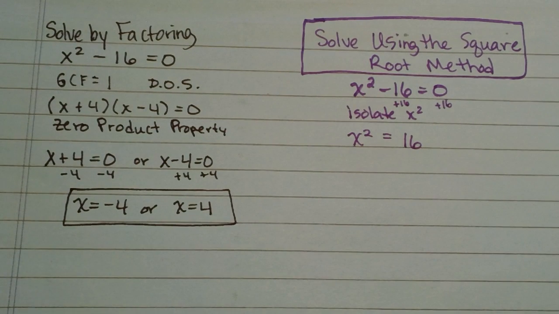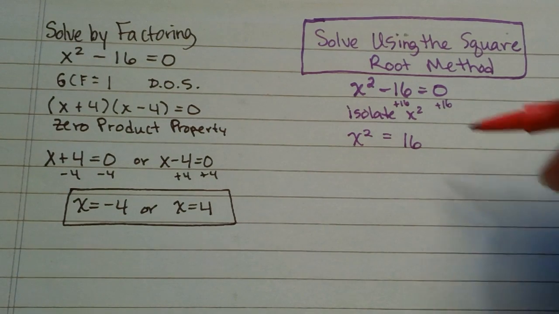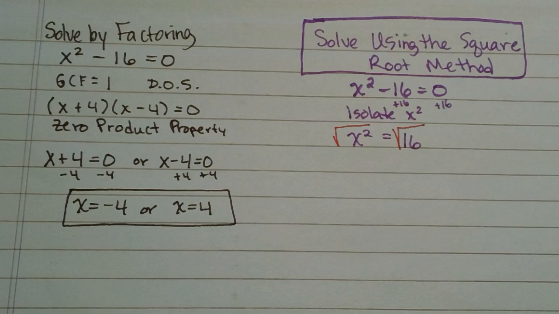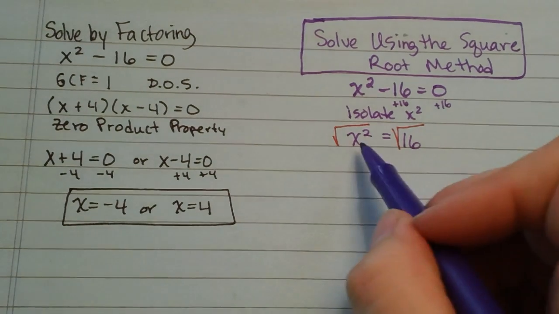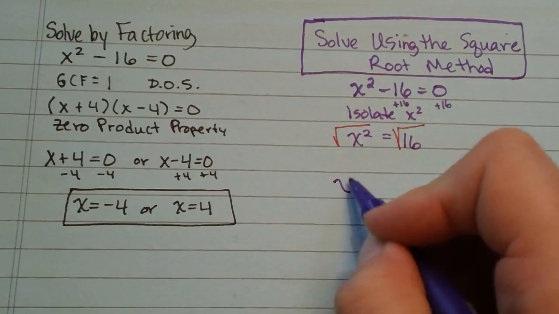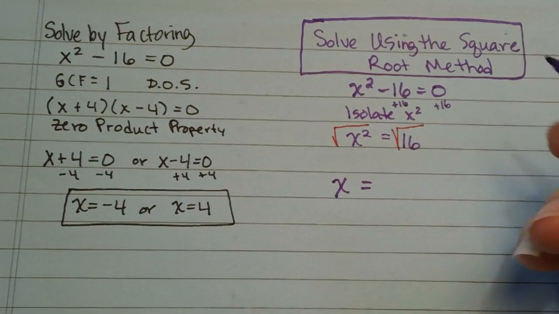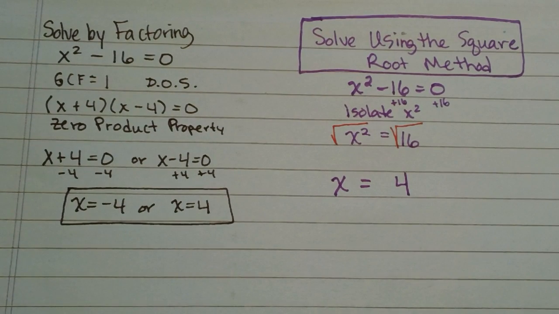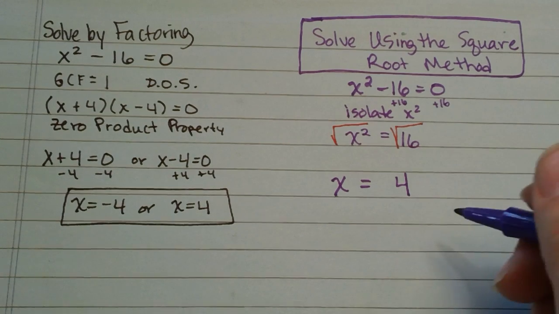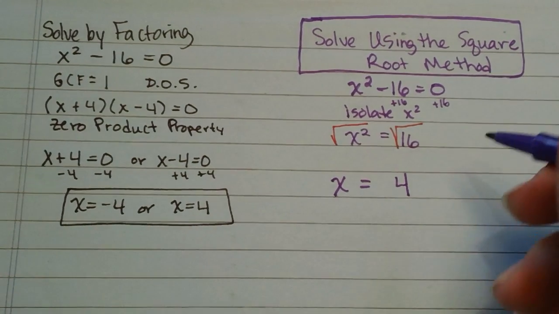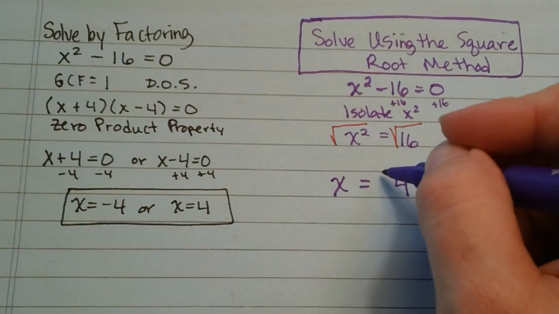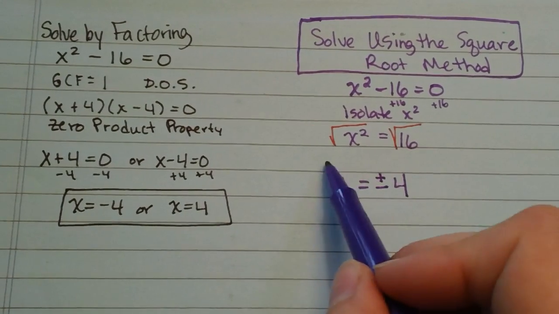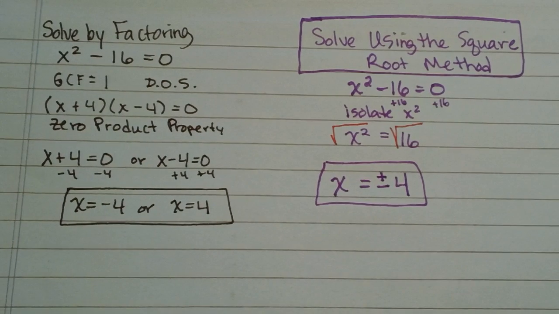After we've isolated that, we're going to go ahead and take the square root of x squared and the square root of 16. We can do that as long as we're taking the square root of both sides. So the square root of x squared is just x, and when we take the square root of 16, you'll probably tell me that the square root of 16 is 4, which is true. However, there is another number that when multiplied by itself gives you 16, and that is negative 4. So x will equal plus or minus 4. And that's how we get those two solutions. x equals plus or minus 4.